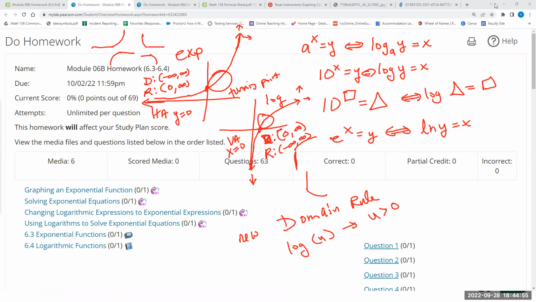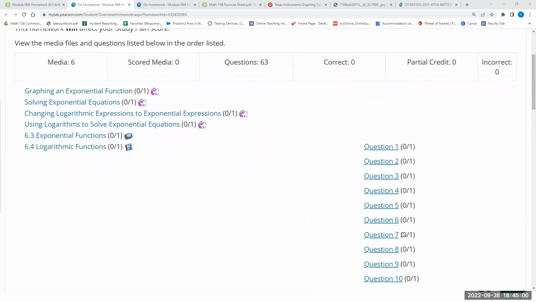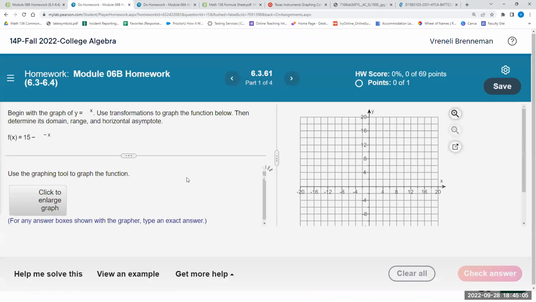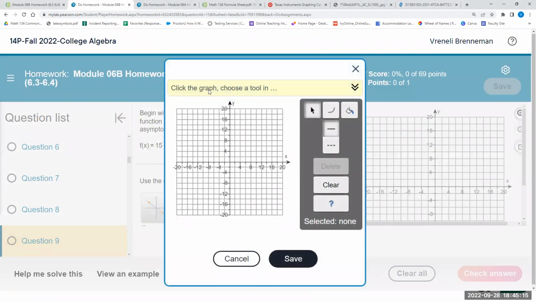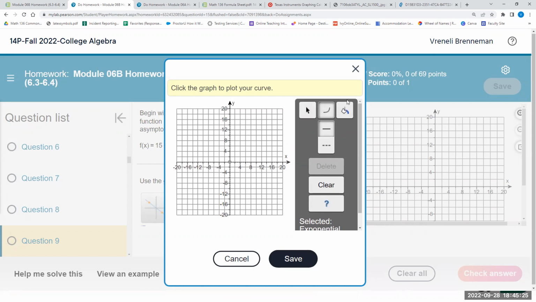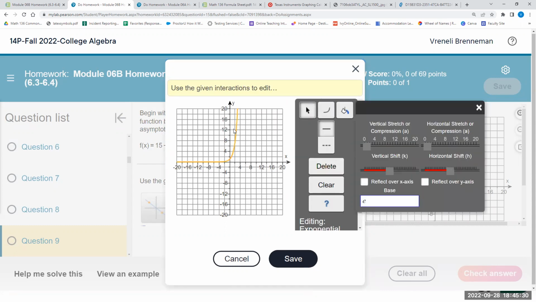Okay, so I'm going to look at a couple of graphing tools to start with. Looking at number 9, we have this graph, and I'm starting with the graph of e to the x and using transformations. I click the graph and choose the exponential tool. When I click on this, it says down here that I've selected the exponential tool. If you know it's exponential, make sure you've chosen the exponential tool. It just says click the graph. I can click literally anywhere on the graph and it'll give me this starting point.